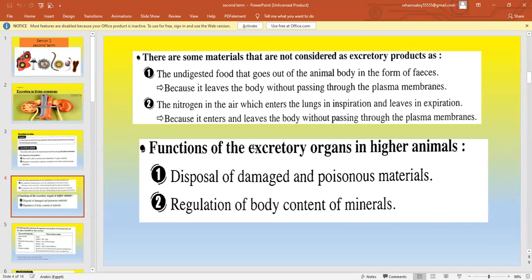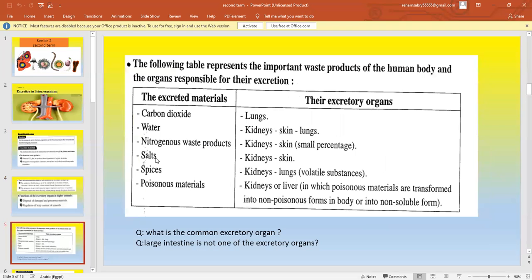Okay, so what are these organs that perform this function, the disposal of any damaged and poisonous material and the regulation of the body contents of minerals? What are they? The following table represents the important waste products of the human body and the organs responsible for their excretion. I have main organs that I can call excretory organs.